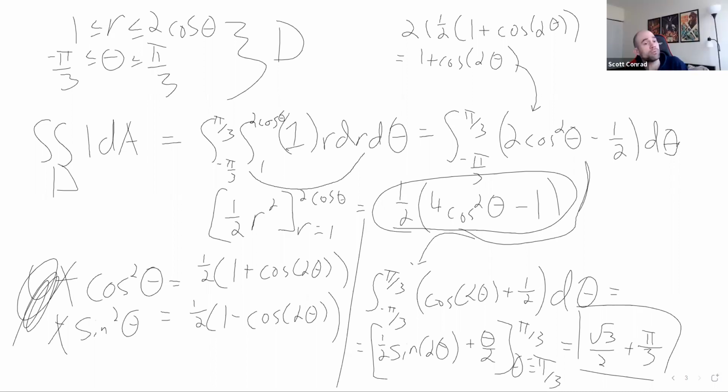And those double angle formulas are good to know. So the 2 cos squared theta becomes 2 times 1/2 times 1 plus cos 2 theta. And then the 2 and the 1/2 cancel, and you just get 1 plus cos 2 theta. So then it's 1 plus cos 2 theta minus 1/2, which is cos 2 theta plus 1/2. The 1 minus 1/2 is 1/2.